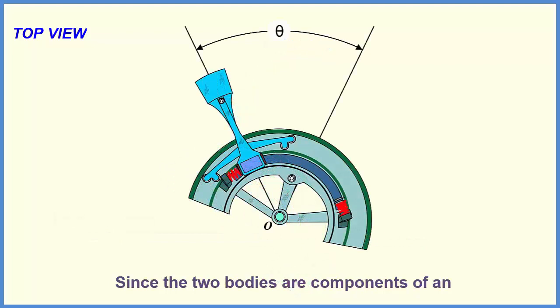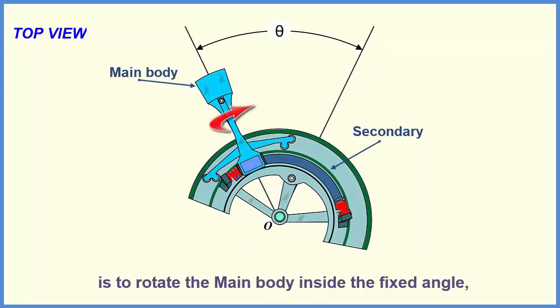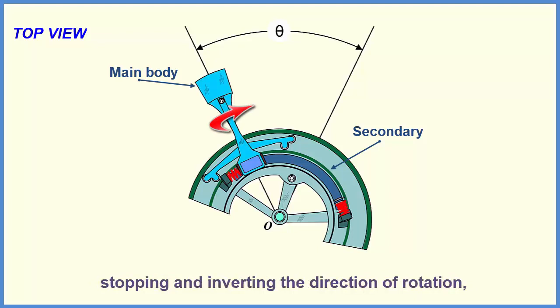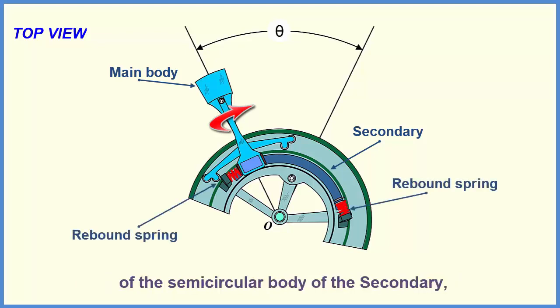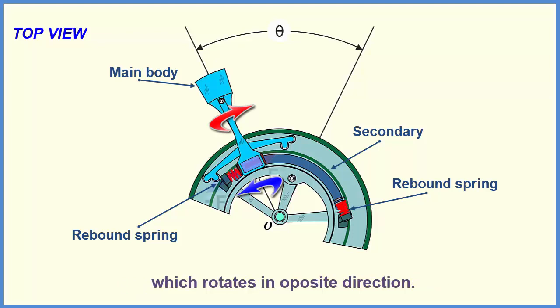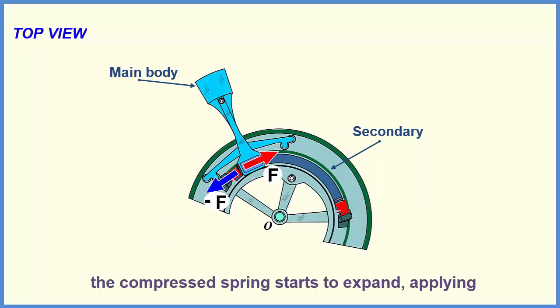Since the two bodies are components of an arc electric motor, the intended mode of operation is to rotate the main body inside the fixed angle, stopping and inverting the direction of rotation by means of rebound springs fixed to the extremities of the semicircular body of the secondary, which rotates in opposite direction. At the start of a half cycle, after a momentary stop, the compressed spring starts to expand, applying equal and opposite forces on the bodies.